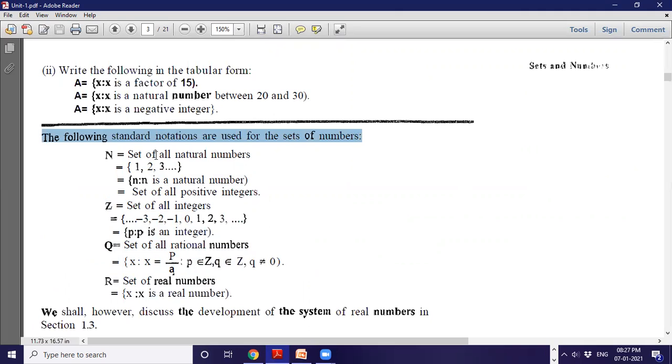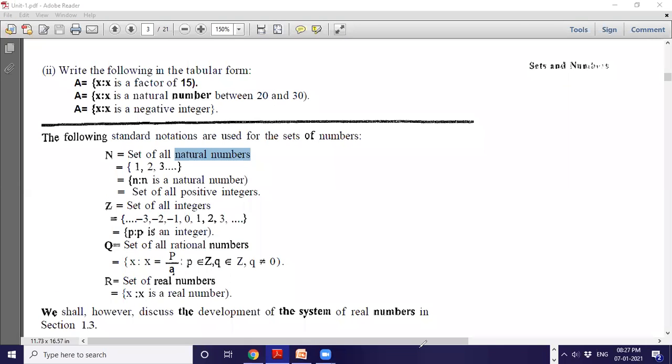I hope you all have heard about natural numbers, right? So, what are natural numbers? The natural numbers are 1, 2, 3, like that. If we represent them as n such that n is a natural number, then they are just our positive integers, right? So, the set of natural numbers. Then, natural numbers are our positive integers.